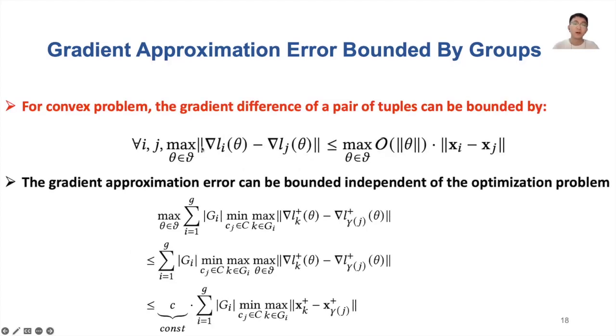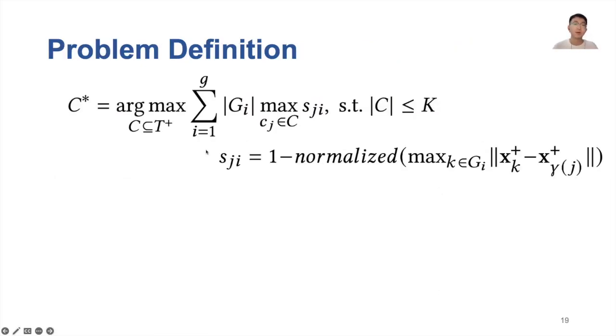Furthermore, from convex optimization, there is a theorem that the gradient difference can be bounded by the Euclidean difference between feature vectors. Therefore, we can conclude that the gradient approximation error can be bounded independent of the optimization problem in practice. Thus, we come to this result. Finally, we get the following bound, and minimizing the error becomes maximizing this value. This expression actually denotes the coreset score, and we want to select the coreset with a maximal score.